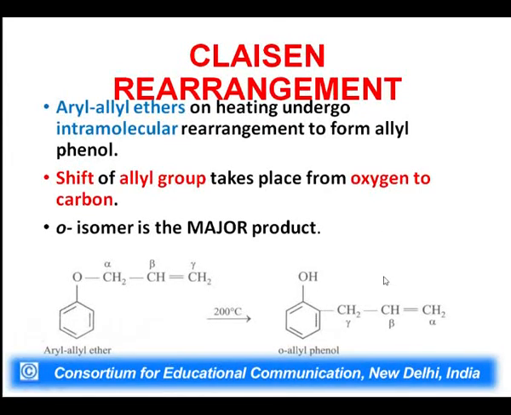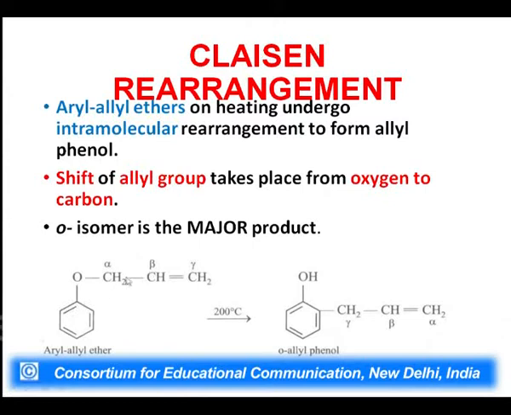So what we find is that in this reaction, when this allyl group migrates from here to this position, the ortho position, here also an allylic shift takes place. Along with ortho, allylic shift is also taking place here. And what we find is the ortho product is the major product. This is an example of intramolecular rearrangement.